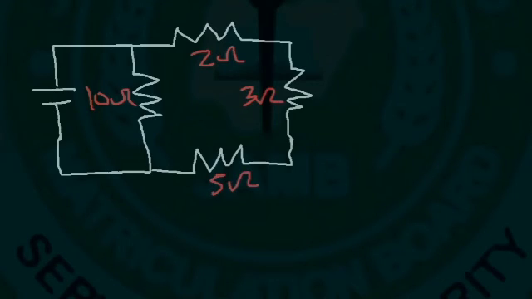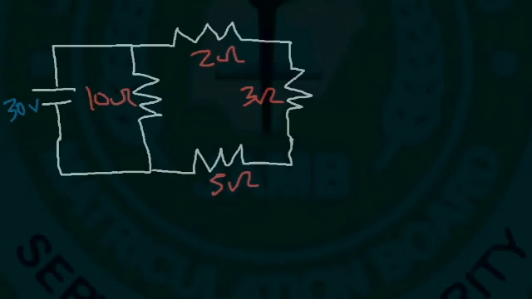Now let's work on some more circuit problems. Let's say you have a circuit that looks like this. And let's say this is a 10 ohm resistor. This is a 2 ohm resistor. This is 3, and this is 5. And the voltage is 30 volts. So what is the total current that flows through the circuit? And what is the current that flows through each resistor?